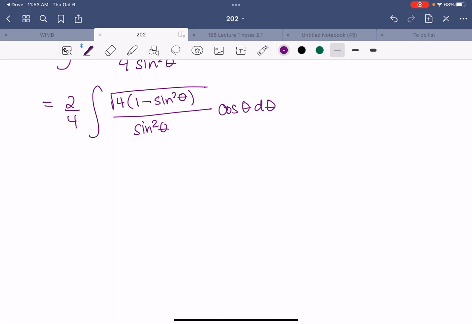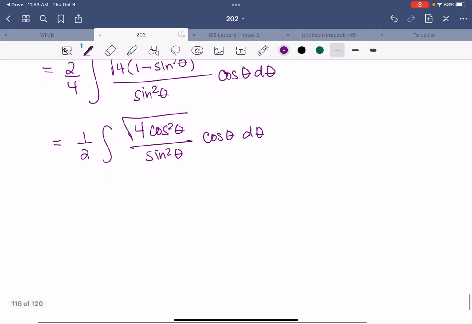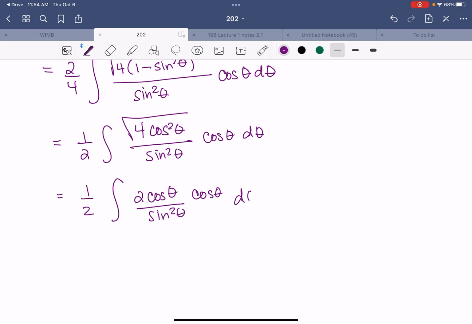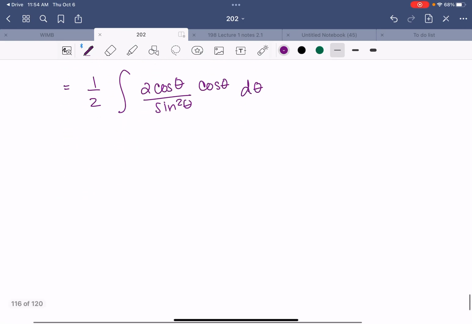Okay, now I can use the trig identity for 1 minus sine squared. So this becomes 1/2 the integral of the square root of 4 cosine squared theta over sine squared theta times cosine theta d theta. Okay, from here, we've got 1/2. The square root of 4 cosine squared theta is 2 cosine theta over sine squared theta times cosine theta. And see, right there is where the trig functions got me out of that square root situation. Okay, I was able to take the square root of the square.